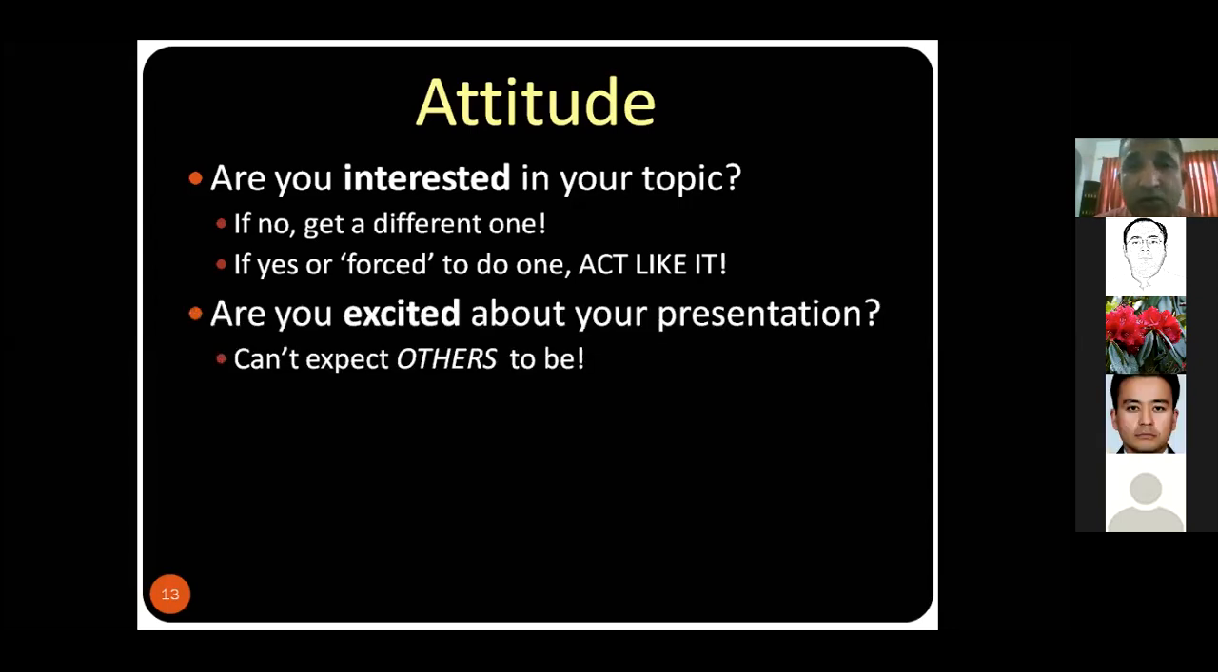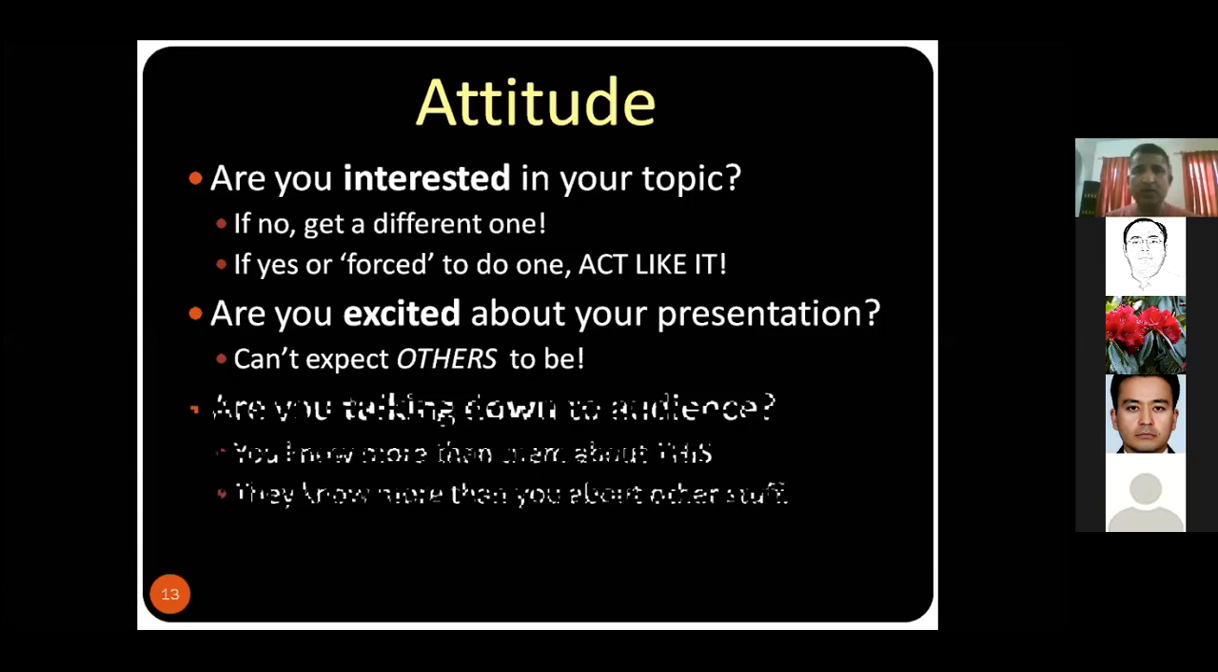Are you excited about your presentation? Okay, you have to be excited about your presentation. You have your presentation tomorrow at 10 o'clock. You have to be really concentrated on that, and you have to go through your presentation time and again. If you are not excited about your presentation, who else will be? This is another thing about the attitude.